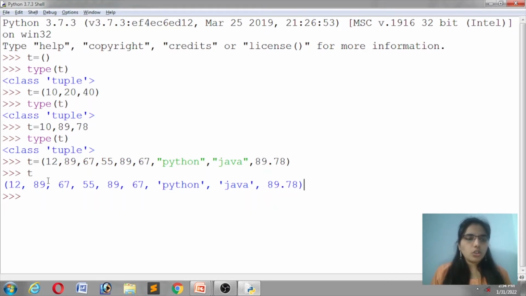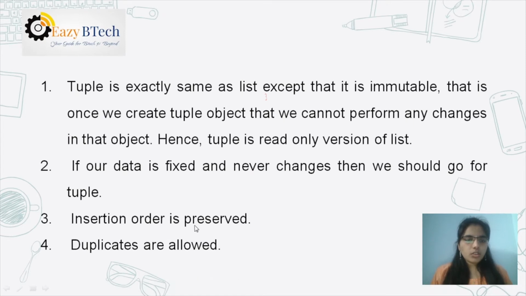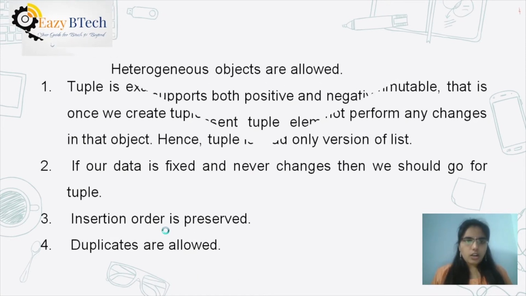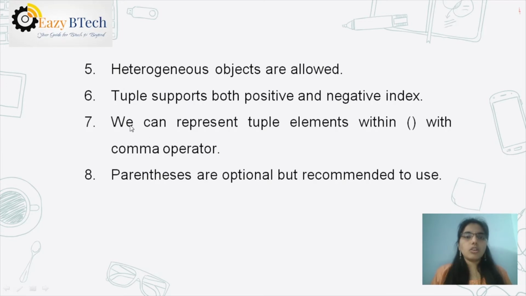And next, duplicate objects are allowed. 67 is there, again 67. Duplicate objects are allowed. Tuple also takes heterogeneous objects, meaning different data types. Insertion order is preserved, duplicates are allowed, heterogeneous objects are allowed. Tuple supports both positive and negative index.